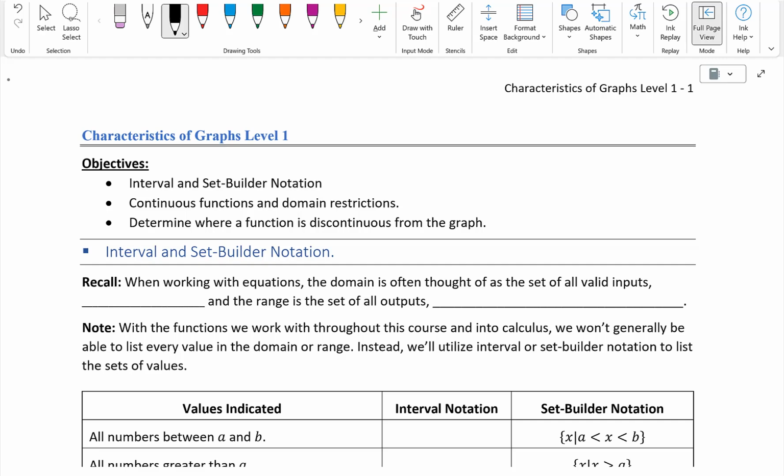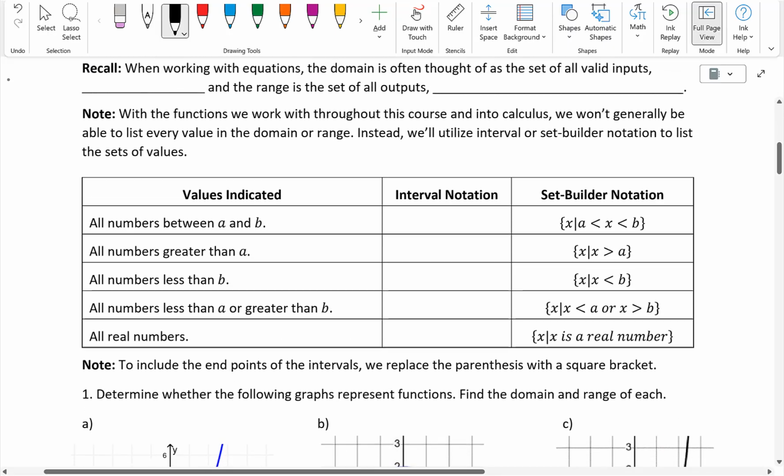In this video, we're working through some characteristics of graphs. We call this one level 1. We'll do some more later on. Our objectives include interval and set builder notation, continuous functions and domain restrictions, and then we'll determine where a function's discontinuous from the graph and look at limits a little bit. So we start with interval and set builder notation, and a recall.